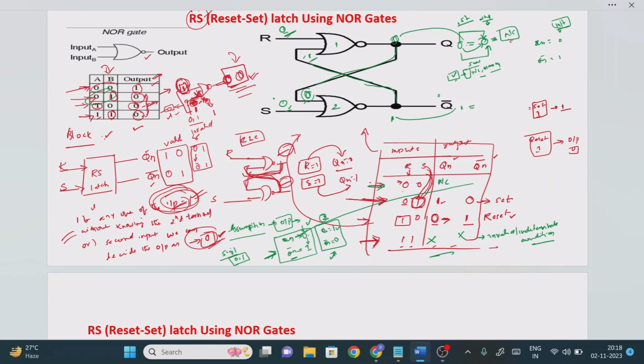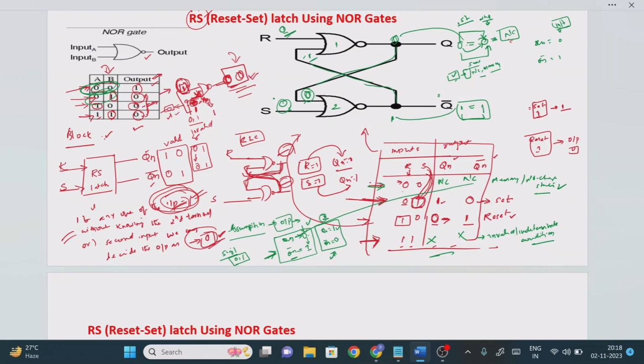Now what is this input? 0, 0. So 0, 0 means what is the truth table operation? 1. So the assumption equals the same value. So this is what we called no change. This state we call the memory state or no change state.